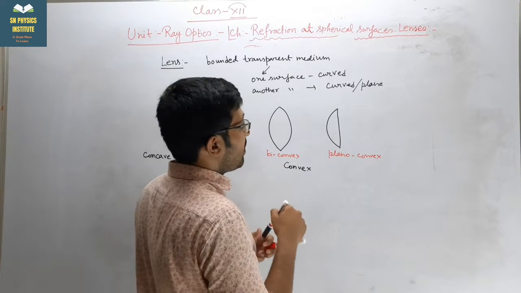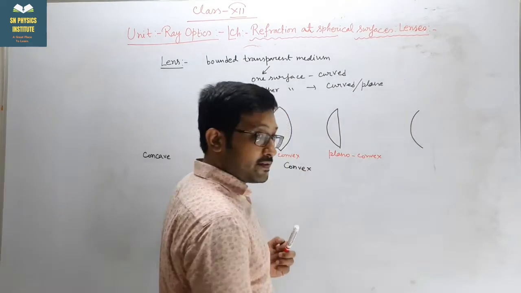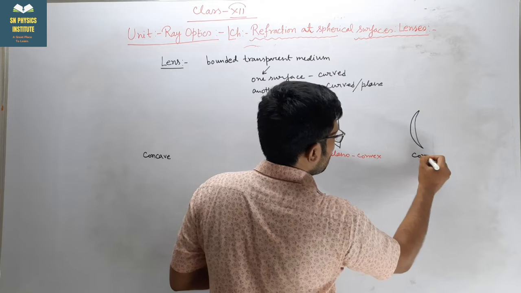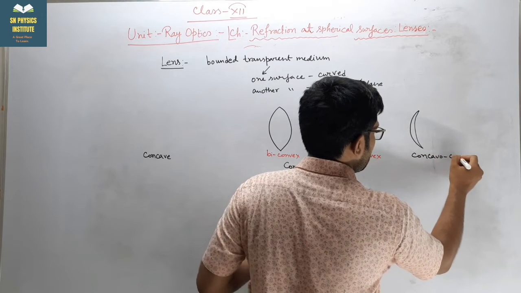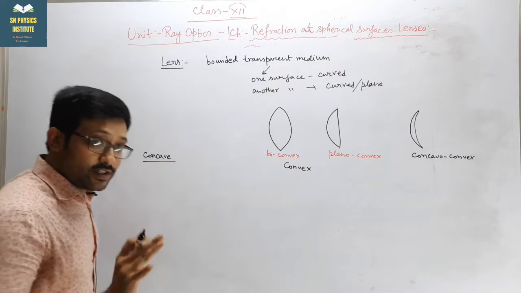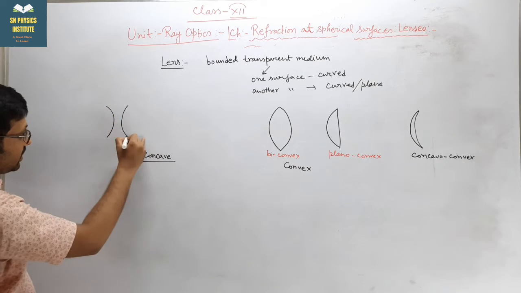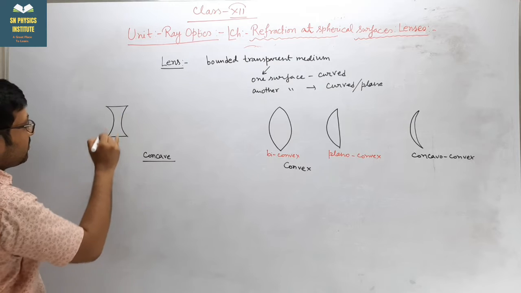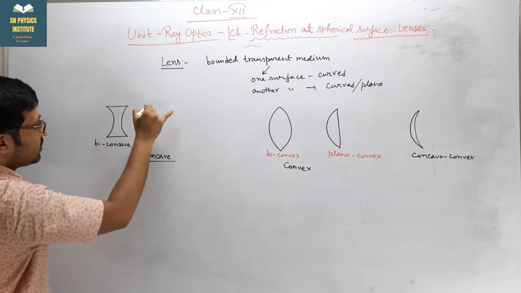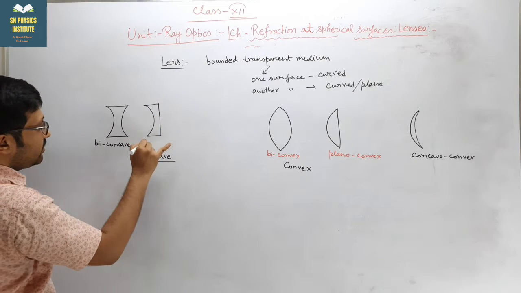And if one surface is convex and another surface is concave, this is called concavo-convex. In the same way, how many types of concave lens are there? If this surface is concave and this surface is concave, these are called biconcave. If one surface is concave and another surface is plane, this is called plano-concave.